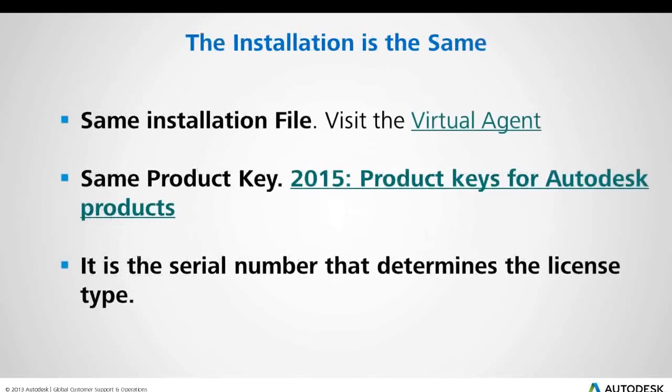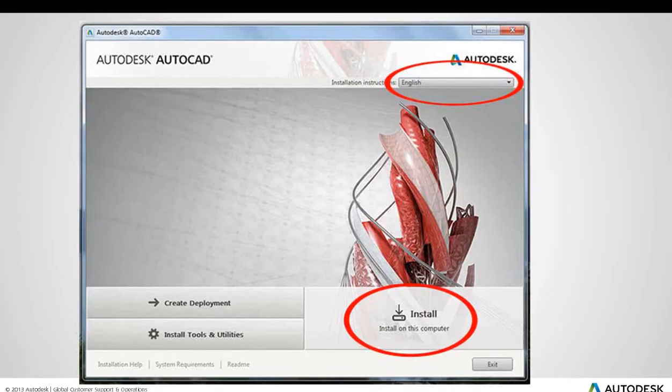As far as installation, it's exactly the same. There's really no difference with it. You can download the installer from the virtual agent, from Subscription Center, or from your Autodesk account, accounts.autodesk.com, any of those locations, and install it just like normal, same product key. It's the serial number that determines the license type. So when you purchase a desktop subscription, you're given a desktop subscription serial number, and when you put in that serial number and launch the software, that's when it knows that this is the desktop subscription. We need you to sign in and verify that your license is valid and that it's actually assigned to you.